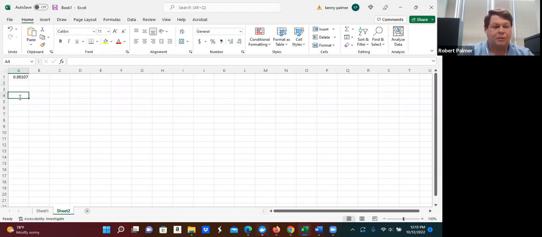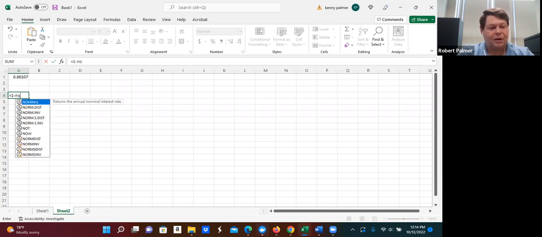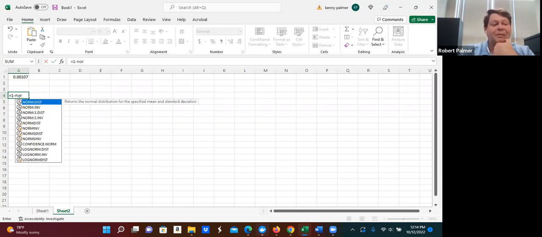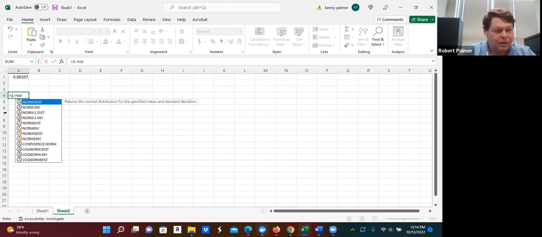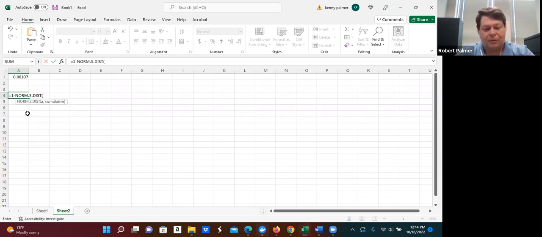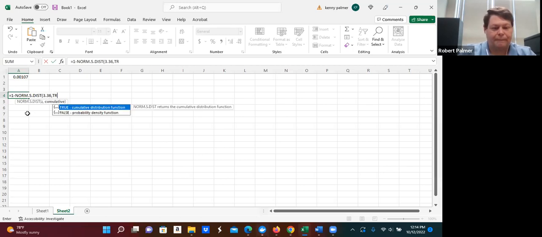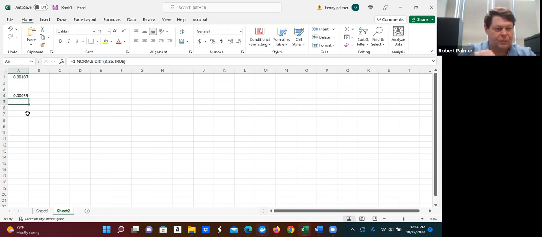Put a little space. So 1 minus, then type in NORM. And also remember, anytime you want to calculate something in Excel, you have to start with equals to use the functions. So 1 minus, then NORM.S.DIST. So choose this one. Then type 3.36 and then the word true, and we get 0.00039.